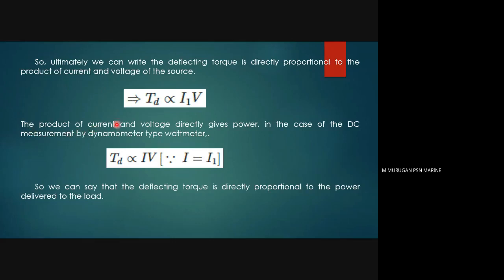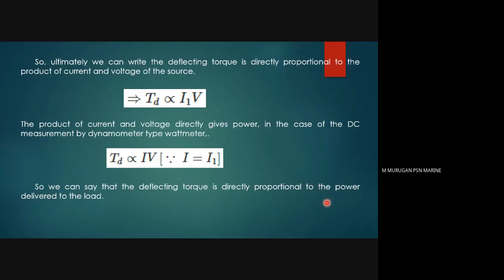The product of current and voltage directly gives the power value. In case of DC measurement by a dynamometer type wattmeter, the deflecting torque TD is directly proportional to the current I. Generally, we multiply the value of voltage and current, and we get the power value. So DC measurement is somewhat easy. We can say that the deflecting torque is directly proportional to the power delivered to the load. That's it, power delivered to the load.